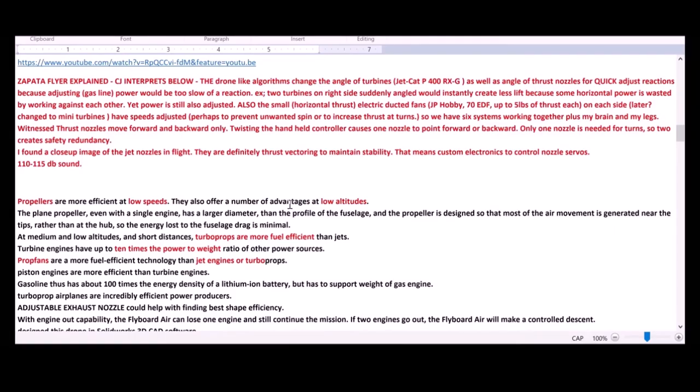So here's some of my notes that I wrote down, trying to figure out how we could build this ourselves, what we would need. Let's go ahead and just go through it. The drone-like algorithms change the angle of turbines. And that's what we just talked about: changing the angle to reduce thrust on a left or right side, or even forward or backward.